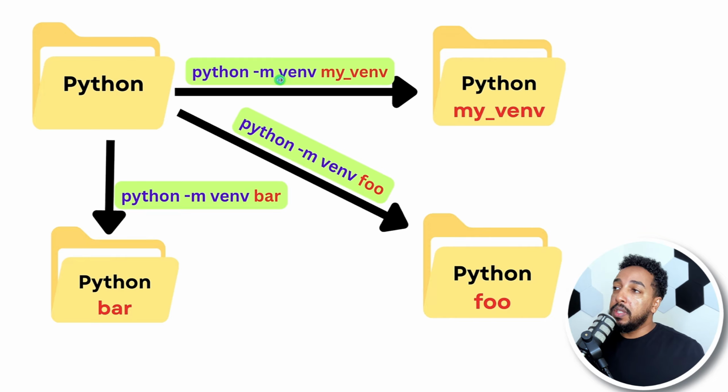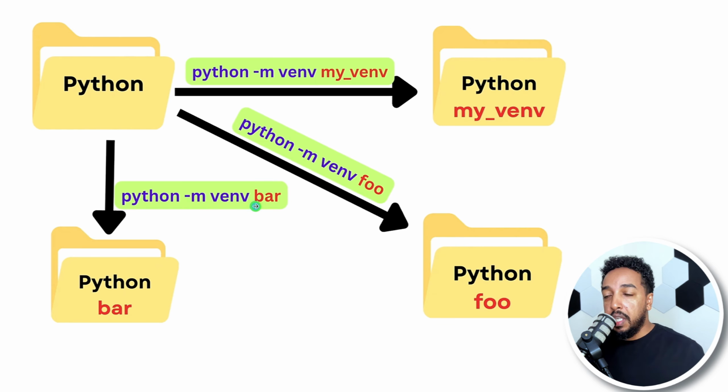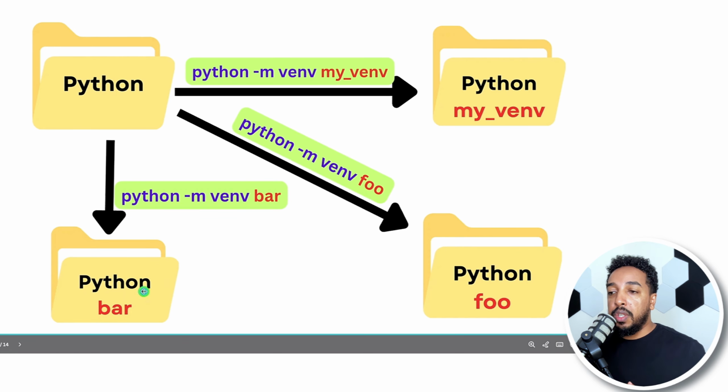All right, so this is the command, and then the name of the virtual environment you want to create, which is the name of the folder that's going to be created. So if I run this command, python -m venv myvenv, it's going to create a folder called myvenv. If I run python -m venv foo, that's the command that doesn't change, and a folder called foo, so that's going to create a virtual environment called foo. If I run python -m venv bar, that's going to create a folder called bar. Okay, the virtual environment is called bar.